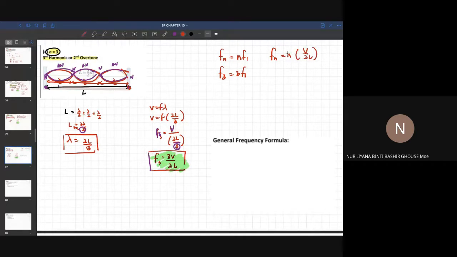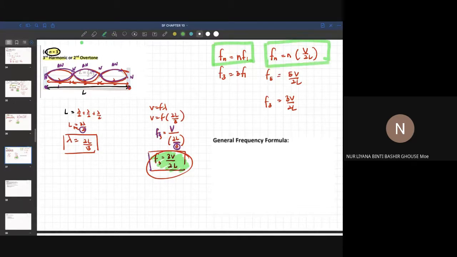So maksudnya kalau N kita 5, so kat sini akan jadi F5 equals to, yang ni N ni kita akan gantikan dengan 5, so dia akan jadi 5V over 2L. Kalau N kita 3, N ni akan gantikan 3V over 2L. Tengok kita akan dapat balik yang sama. So sebab itu kita ada 2 general equation yang kita boleh guna bila-bila masa.